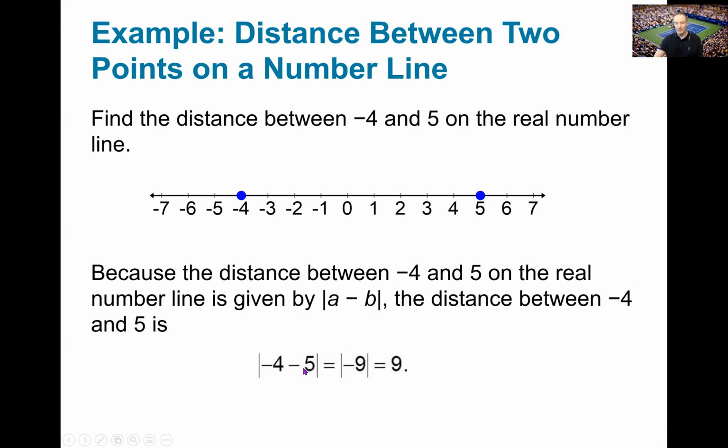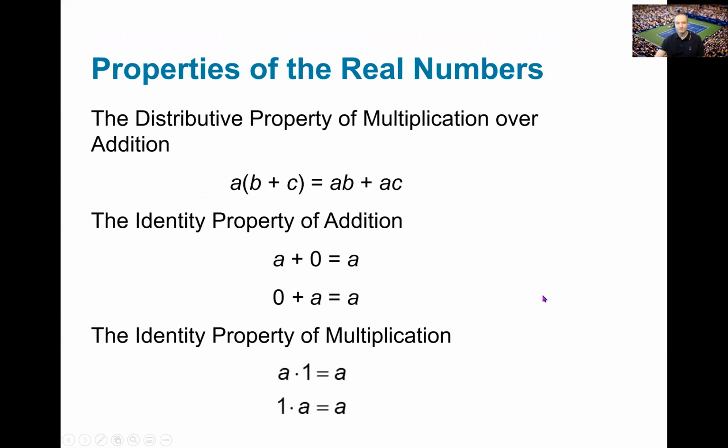-4 minus 5, you get a -9 on the inside, but the distance between them is not -9. It doesn't make sense to say the distance is negative. So the absolute value we just say is 9. And we say, oh, okay, the distance between those 2 points on the number line, they're 9 units apart.